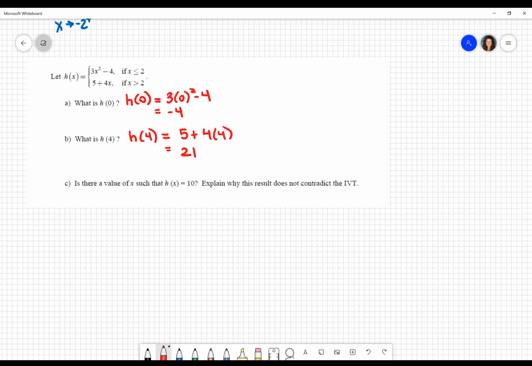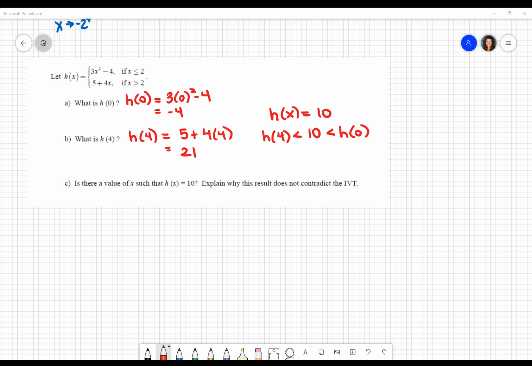Now here, the third part asks, is there a value of x such that h of x equals 10? So we want to know, will h of x equal 10? Well, it appears that 10 is between h of 0 and h of 4. Oops, I did my little inequalities there incorrectly.